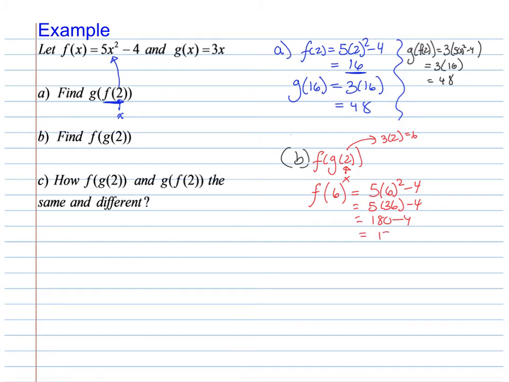And that becomes 176. And some of the similarities and differences that we talked about for part C: the similarities are basically it's the same process. They both share the same x value. Some differences are they have different answers. Your starting function is the opposite function, and so on.